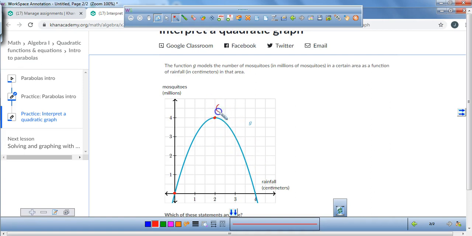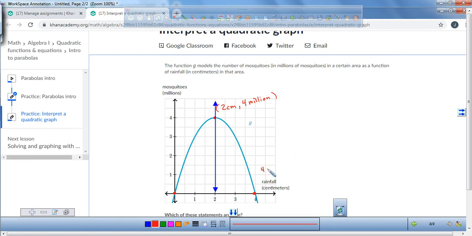Basically, after 2 centimeters of rainfall, it looks like we get 4 million mosquitoes. Not ideal conditions. So there's our maximum. We got our axis of symmetry right there. We have our 0 right here, and we have another 0 right here. If you get too much rainfall, looks like at 4 centimeters of rainfall, there's just too much rain. The mosquitoes can't breed and procreate, I guess, if there's just too much. But 2 centimeters is the ideal condition in this particular graph. So that's where we're going to be looking.